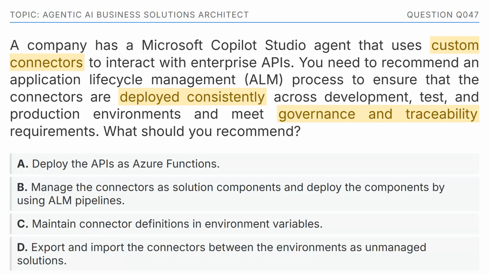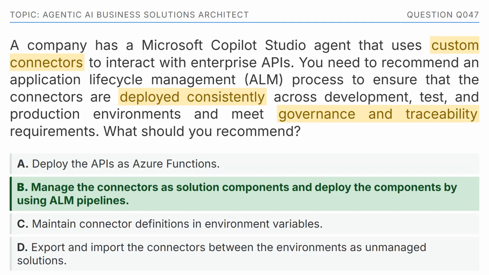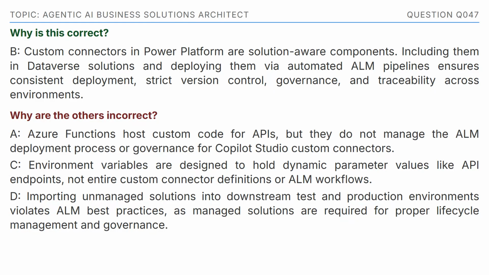To arrive at the correct answer, we focus on the keywords: ALM process, custom connectors, deployed consistently, governance and traceability. The correct answer is option B, manage the connectors as solution components and deploy the components by using ALM pipelines. Why is this correct? Custom connectors in Power Platform are solution-aware components. Including them in Dataverse solutions and deploying them via automated ALM pipelines ensures consistent deployment, strict version control, governance, and traceability across environments. Why are the others incorrect?